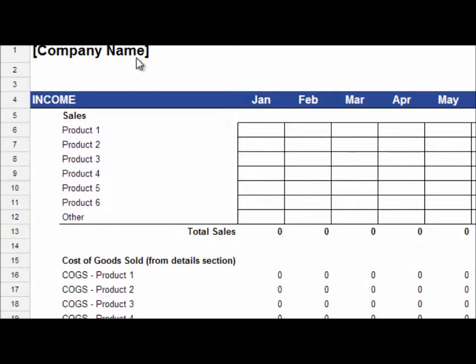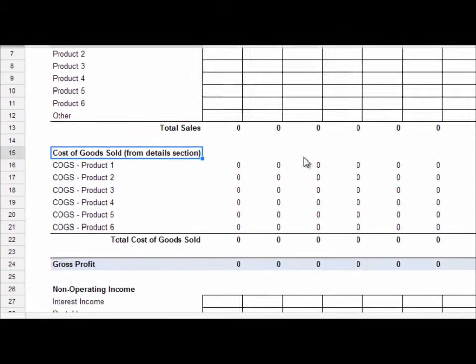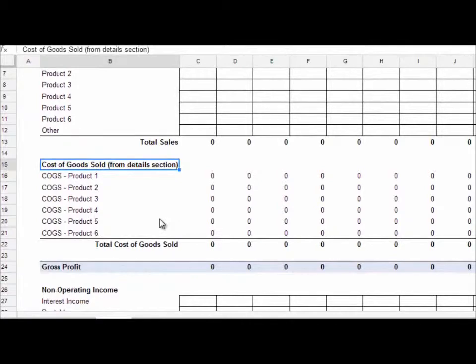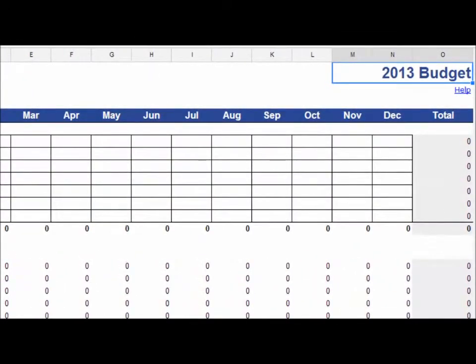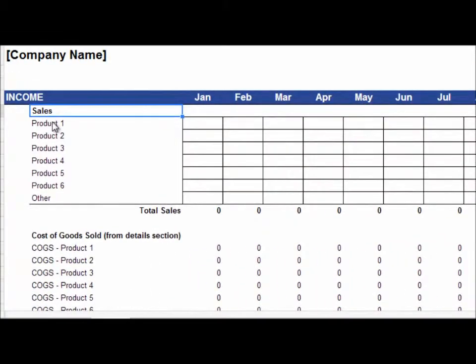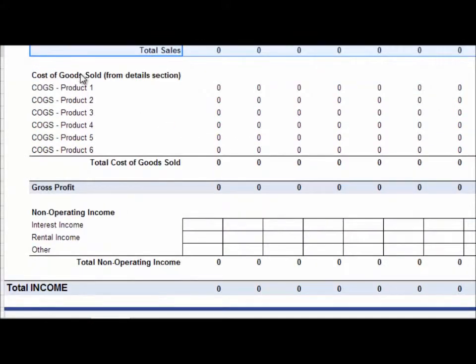Similar to template for services, you will have income and expenses. The only difference between these two templates is cost of goods sold, which is shown here. Company name, year. You insert your sales for product 1, product 2, and so on. The total of the sales will be in this row. Next will be cost of goods sold.